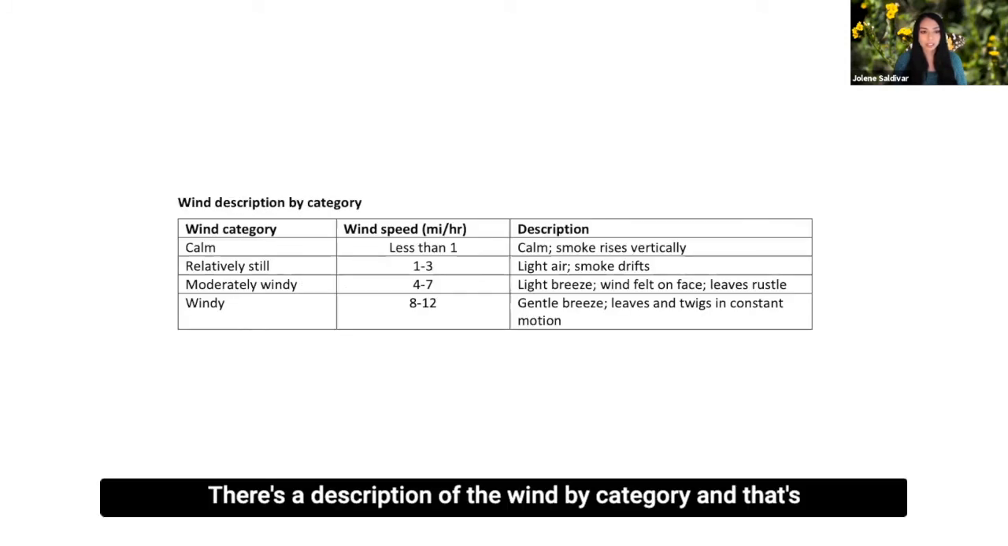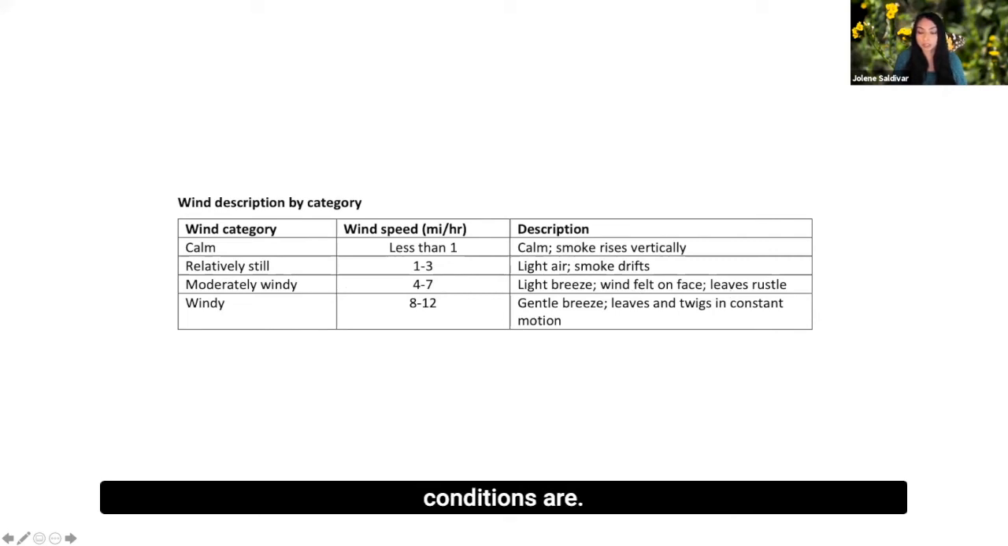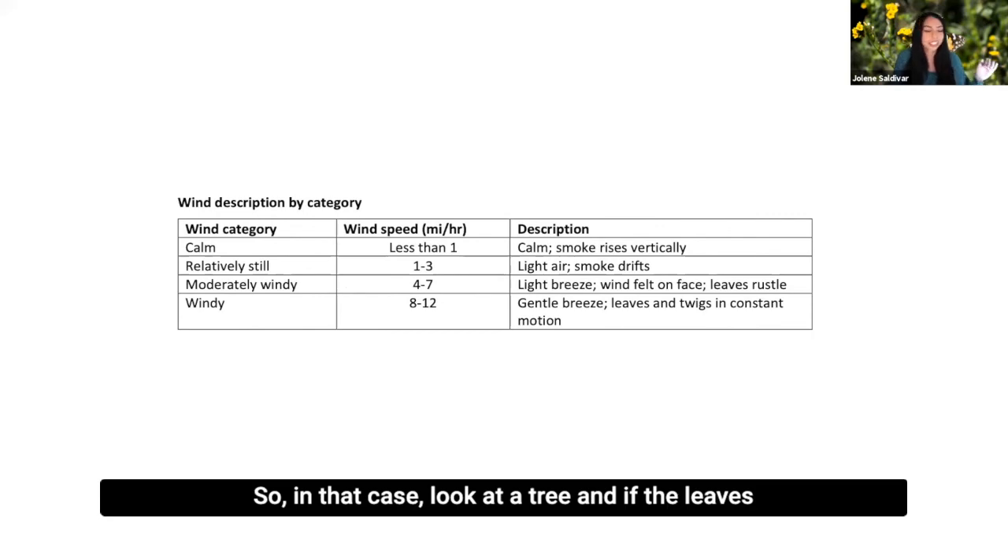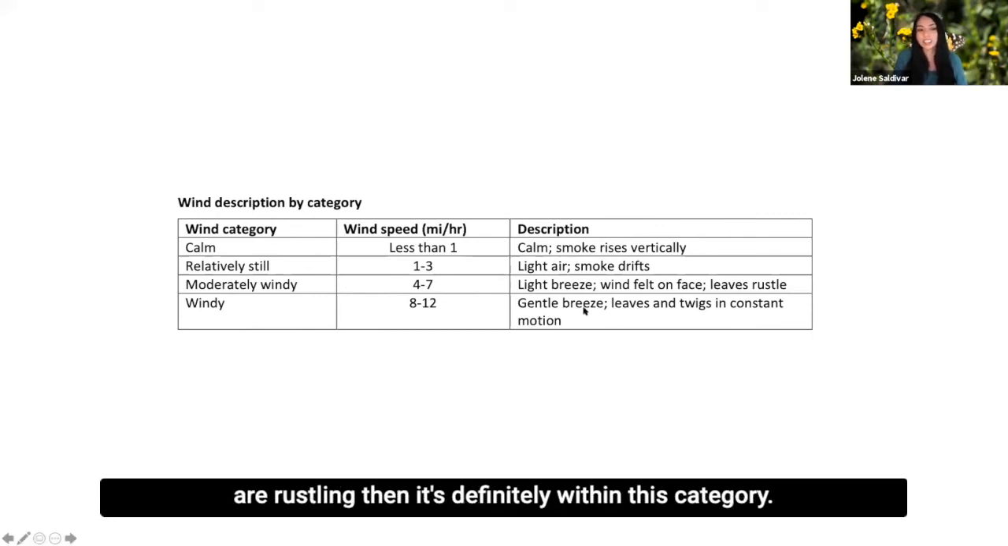Here's a description of the wind by category, and that's going to help you fill out that top portion of the data sheet. Very straightforward. You use these descriptions to help you get an idea of what moderately windy conditions are. So in that case, look at a tree. If the leaves are rustling, then it's definitely within this category.